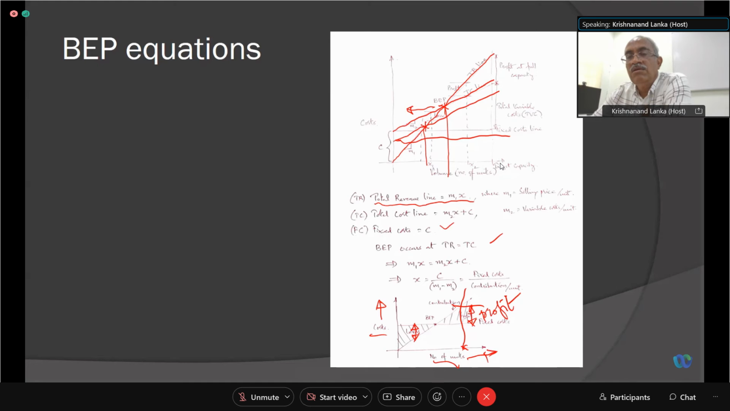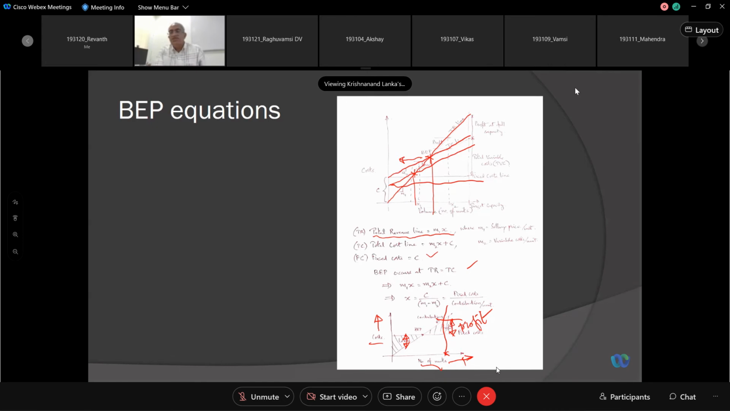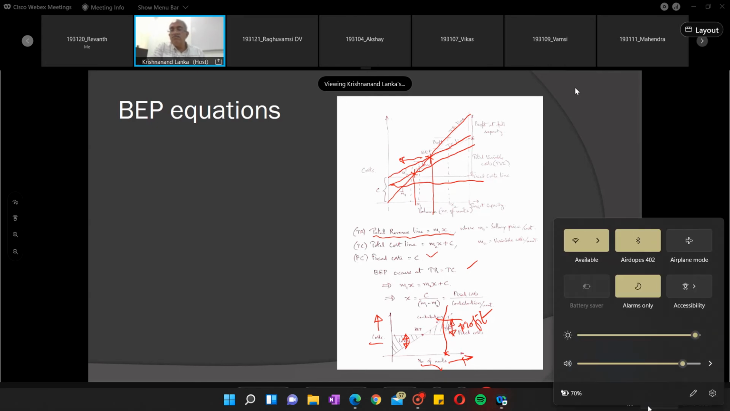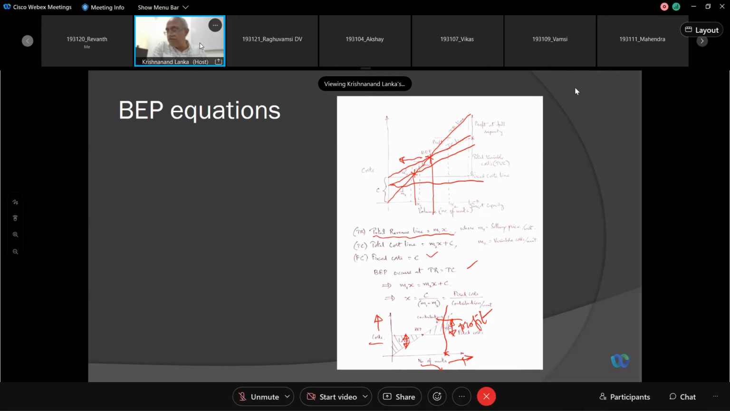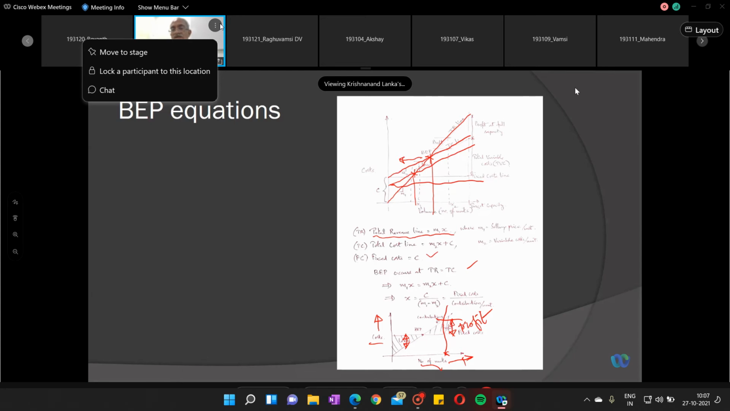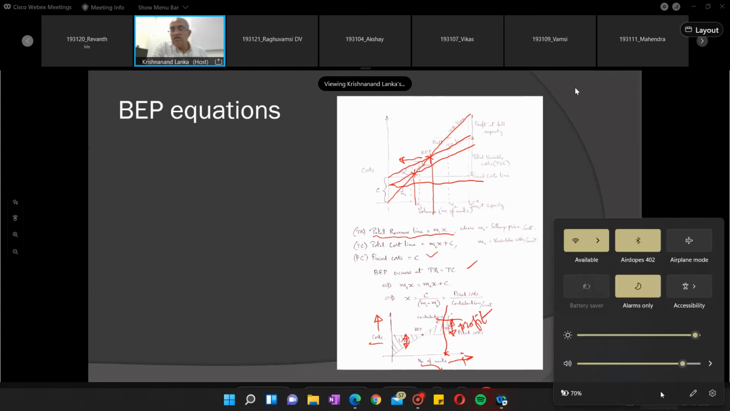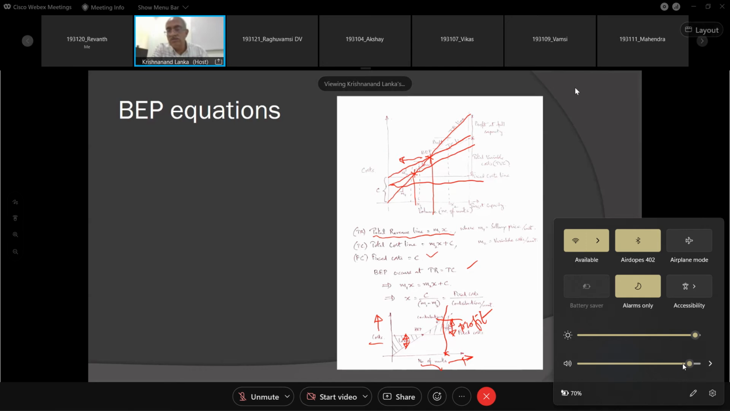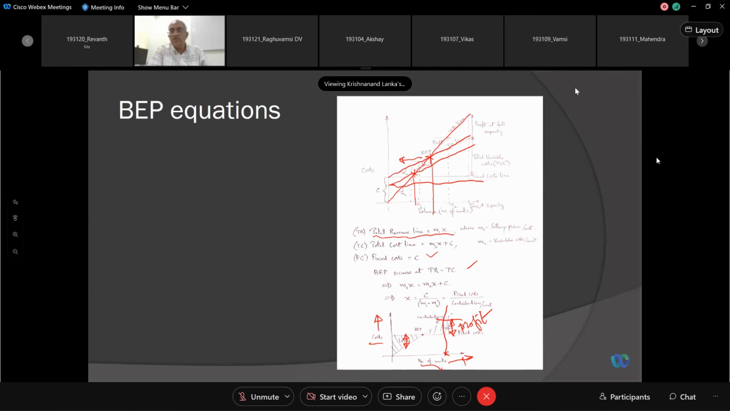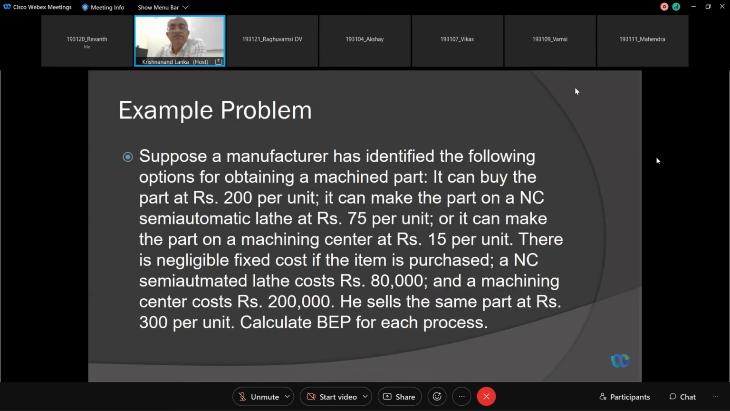margin that you have to recover your fixed costs. So here, this is how we calculate, and yesterday we talked about this example.